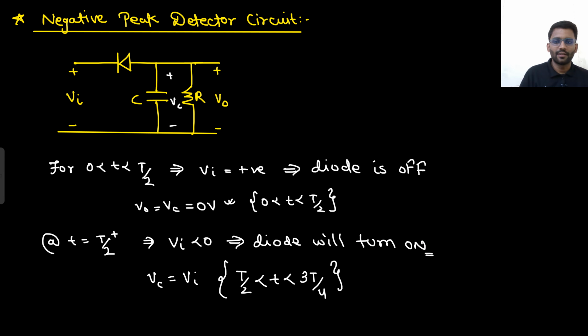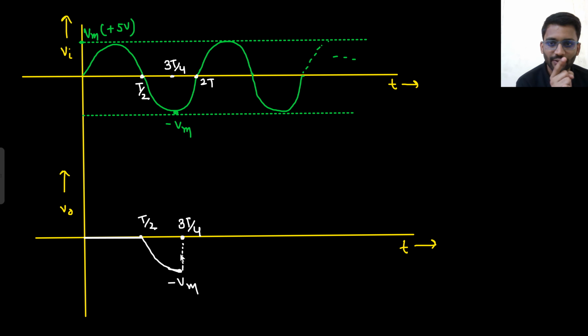Now after that, at t equals 3T by 4 plus, what will happen? My Vc is following the input. That means this is charged to minus 5 volt now. The capacitor is charged to minus Vm, that means minus 5 volt. This is charged till minus 5 volt.